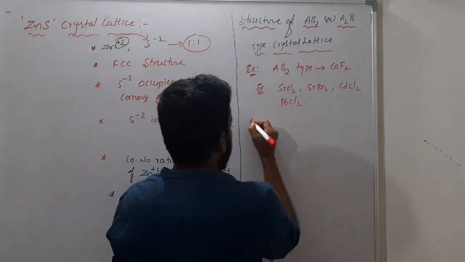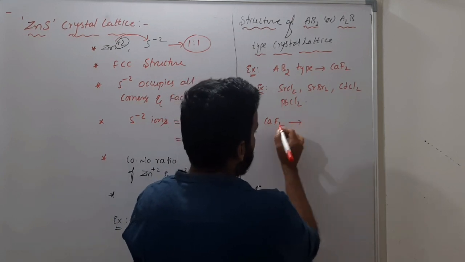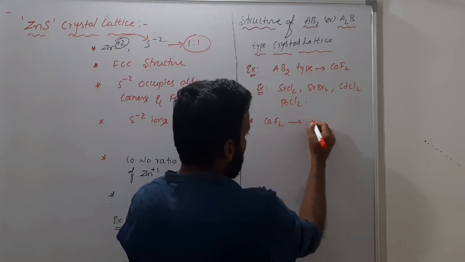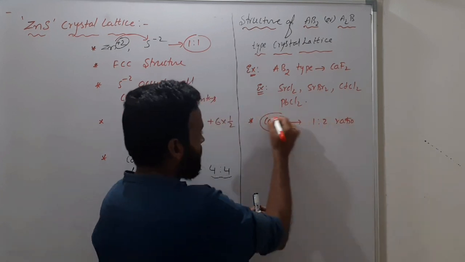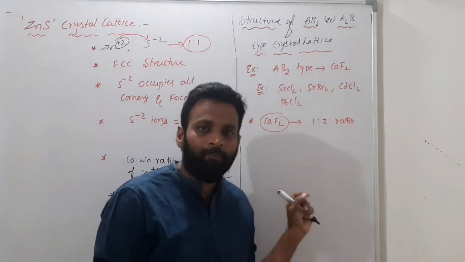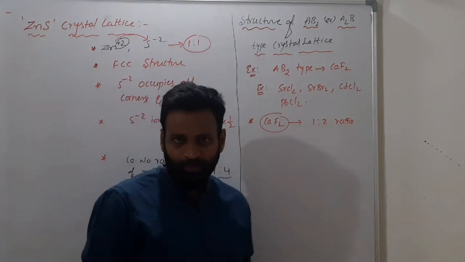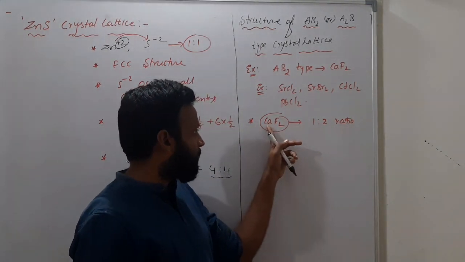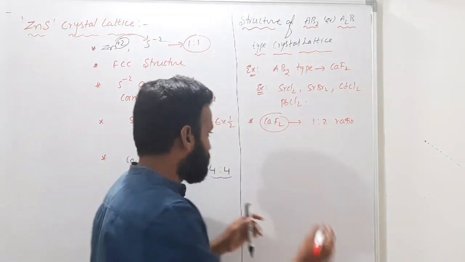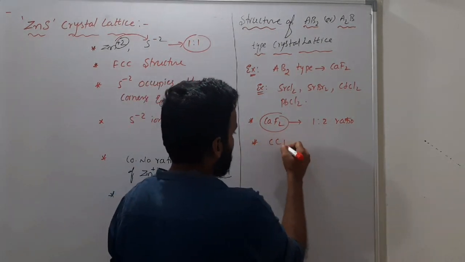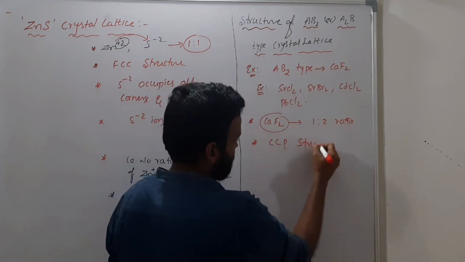Here also it is the same. In CaF2, calcium is forming it. You see what ratio they are in? They are in a 1:2 ratio actually. In one particular ionic compound, CaF2 has the ratio 1:2, meaning 1 Ca2+ with 2 F- ions. So these also have CCP, cubic close packing structure.